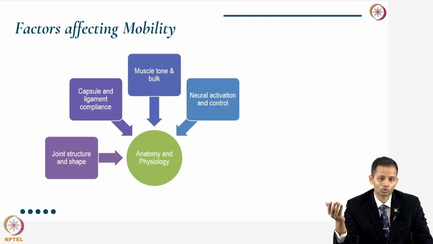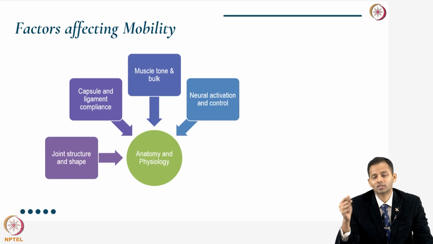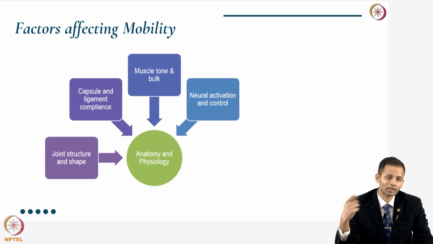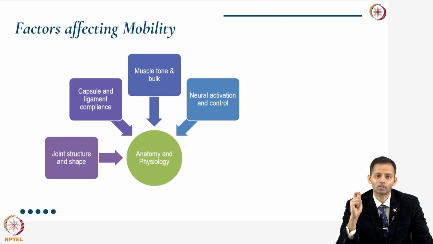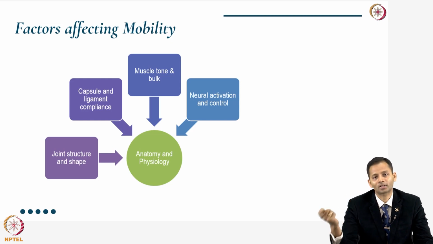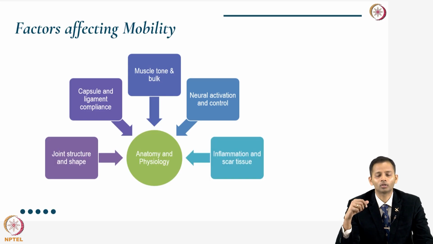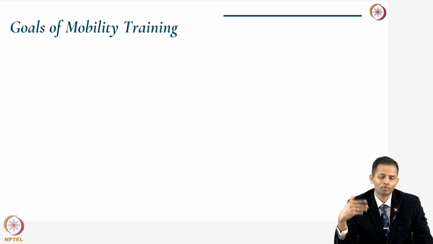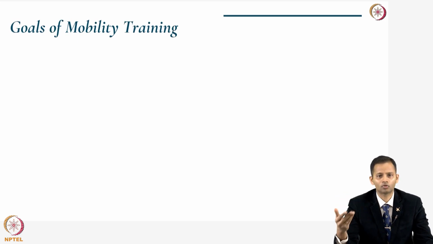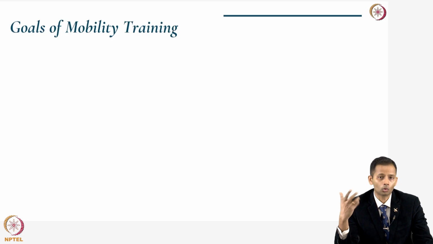Neural activation and control, again since it's an active range of motion, it involves neural activation as well as control, which is the effector and the effector pathway of the neural control. And not least, the important aspect is the pathological changes that can happen in and around the joint, which can affect the mobility. So when we go in for training this joint mobility, we need to have certain goals, right?